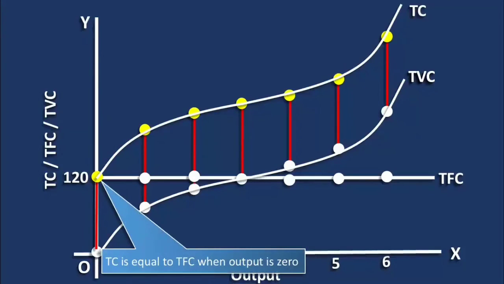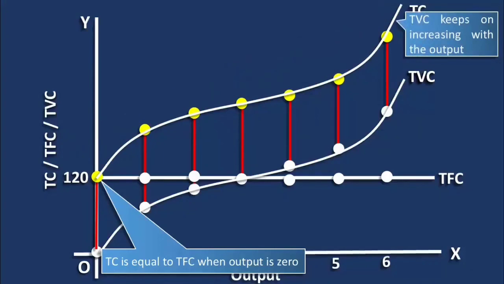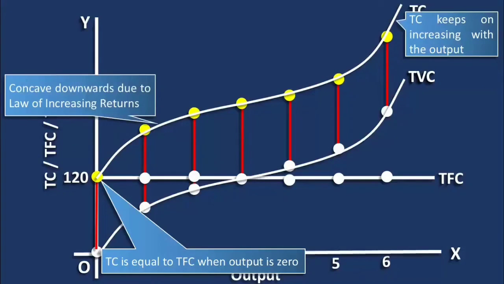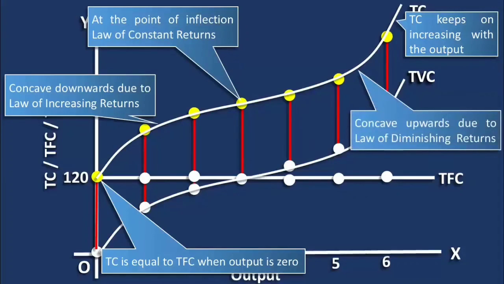Now let us see some of the characteristics of the TC curve. TC is equal to TFC when output is 0. From then on, TC keeps on increasing with the output. At the beginning, it is concave downwards due to the law of increasing returns. At the point of inflection, the law of constant returns operates. After that, it is concave upward due to the law of diminishing returns. So this way today we have learned the shapes of the TFC curve, TVC curve and TC curve under short run.